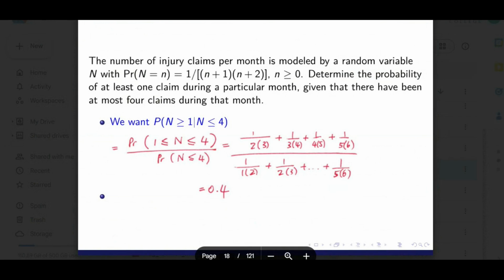So give this a think. I know I went through this a little bit quickly, but I don't think it's that difficult. What I'm trying to say in this example is that the definition of conditional probability is the same. Just interpret it in terms of random variables.